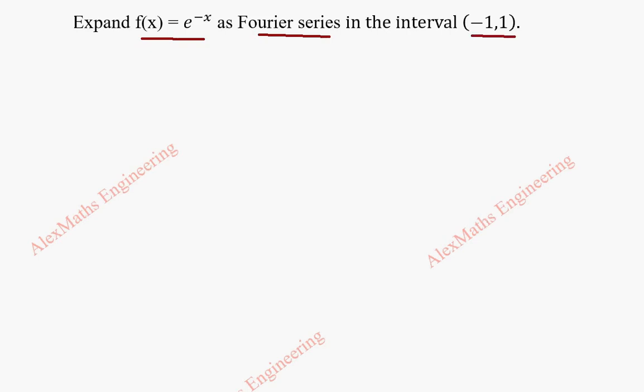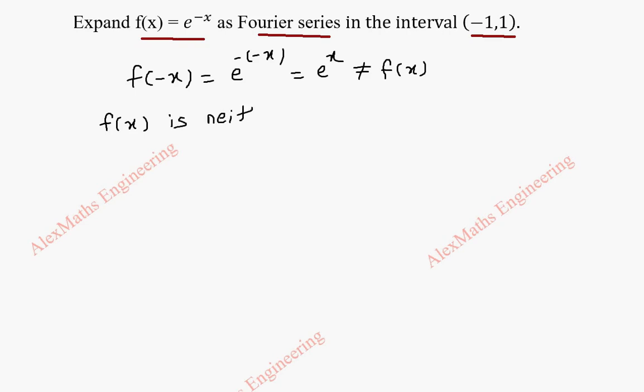Let's check whether the given function is an even function or an odd function. So I have to take f of minus x. It means every x is replaced by minus x, and ultimately we get e power x, which is not equal to f of x. It means f of x is neither an even function nor an odd function. So we have to find a naught, an, bn as usual.